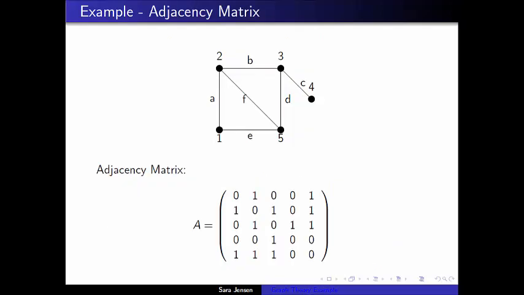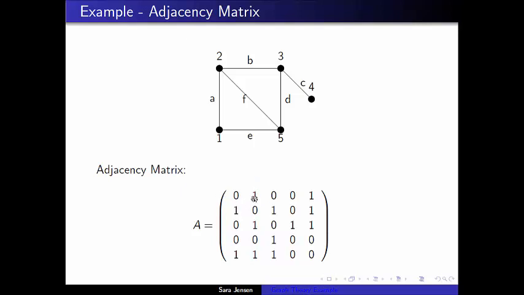Let's look at the adjacency matrix of this graph. Because we have 5 vertices, 1, 2, 3, 4, 5, what we have for the adjacency matrix is a 5 by 5 matrix where the first row corresponds to vertex 1, the second row corresponds to vertex 2, and so on, and the same with the columns. And we're putting a 1 in a spot if there's an edge between those two vertices.